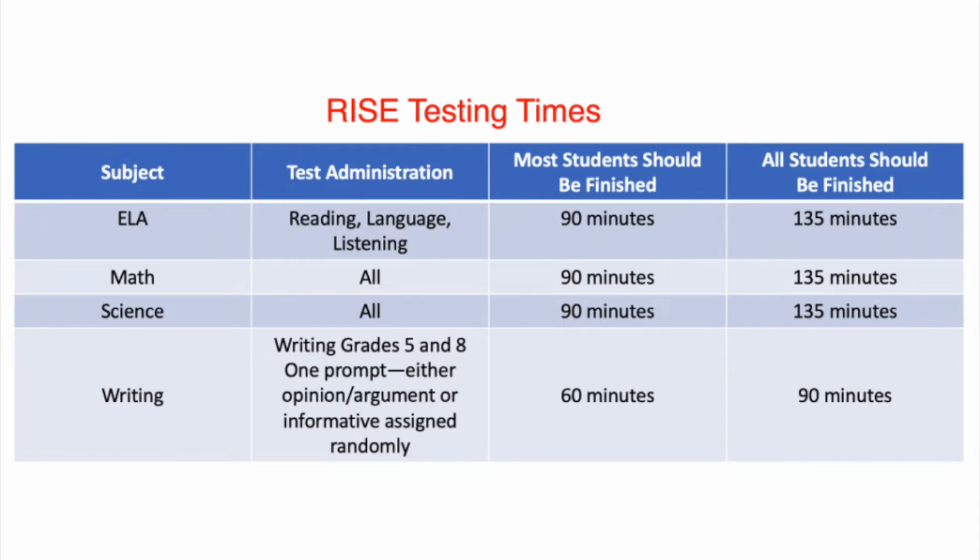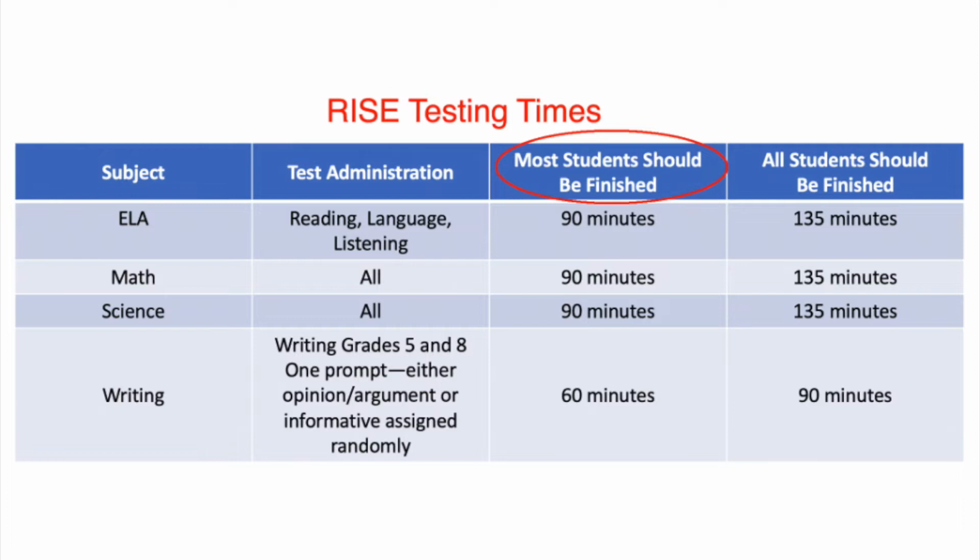Most schools administer the test in 45-minute sessions for ELA, math, and science. Notice that this column states most students should be finished, and the times for each test listed below. When you are nearing the 90-minute mark for the ELA, math, and science test, or the 60-minute mark for writing, you will want to check on the progress of your students. If you have students that will need more time, you will need to contact the district assessment director by phone, text, or email and request more time.